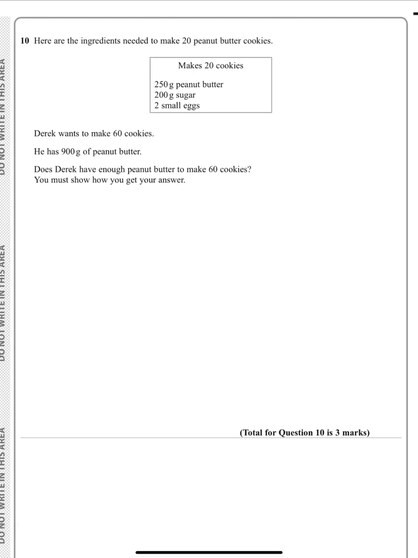Question number 10. Here are the ingredients needed to make 20 peanut butter cookies. We've got 250 grams of peanut butter, 200 grams of sugar, and 2 small eggs. Derek wants to make 60 cookies. So now we need to find out the relationship between 20 and 60. And it says he has 900 grams of peanut butter. Does Derek have enough peanut butter to make the 60 cookies? So the first thing you want to do is work out how many times bigger 60 is than 20. And to do that, you're going to do 60 divided by 20, which makes 3.